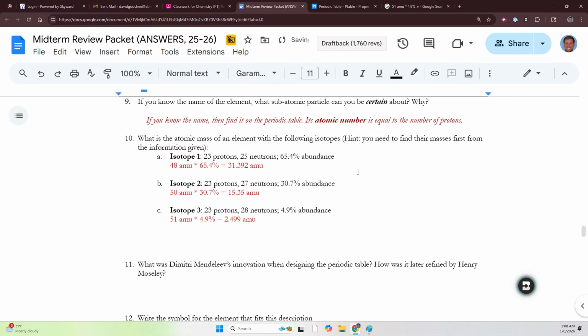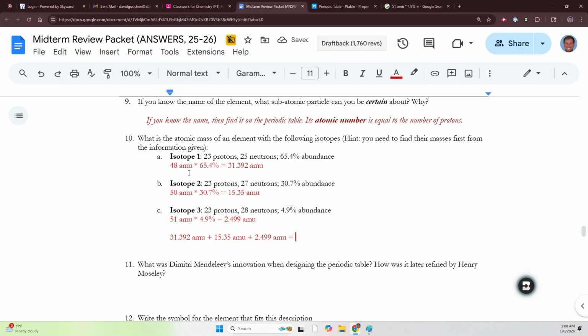So we're almost there. The atomic mass then is to add all of these numbers up together. All right, here we go. So 31.392 plus 15.35 plus 2.499. Now, before I press enter, I want to check myself here.